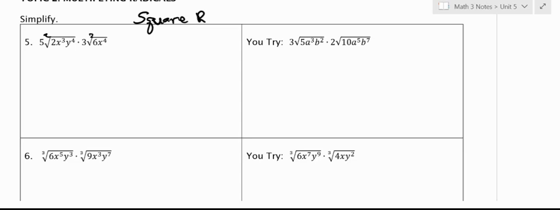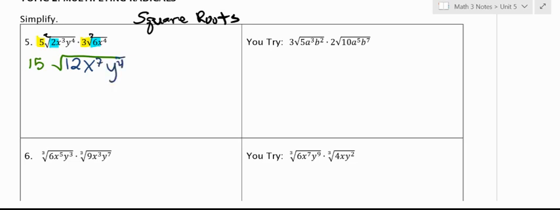So for number 5, we're using square roots. So I'm looking for my perfect squares. So the values out front are going to multiply. So I get 15. I'm going to have a radical of a square root, and then I'm going to multiply the values on the inside. So I have a 2 and a 6. That's going to be a 12. And then I'm just going to add the exponents. So x to the 3rd, x to the 4th, that's x to the 7th. We have a y to the 4th.